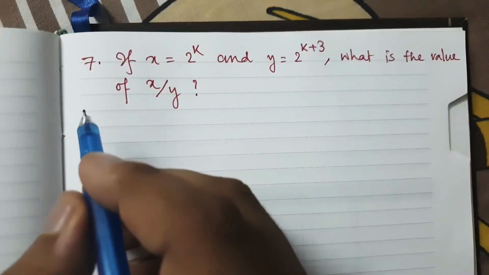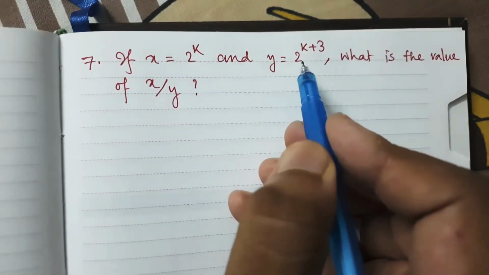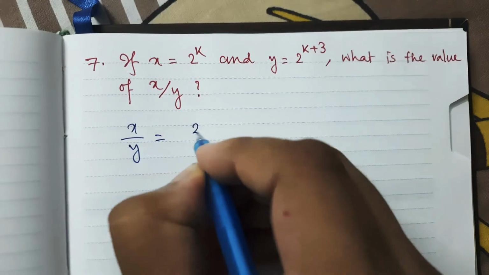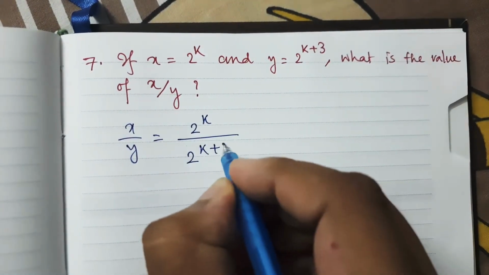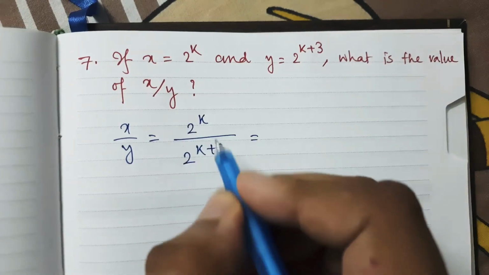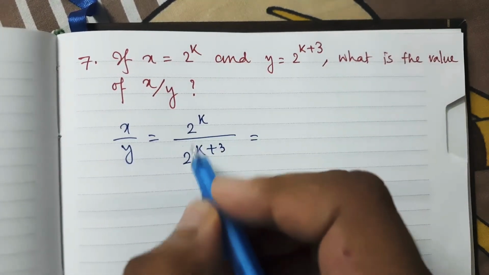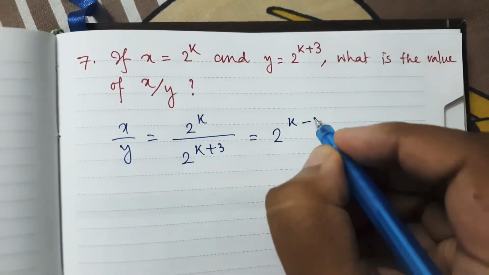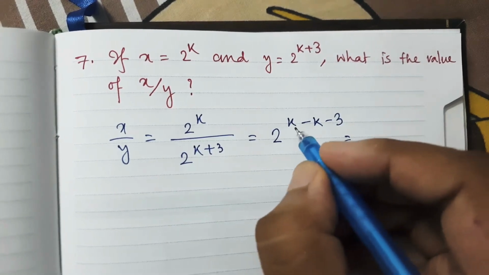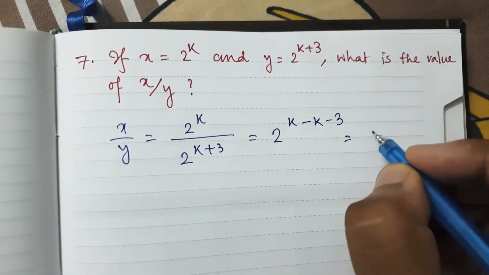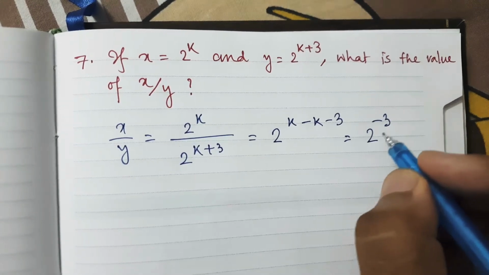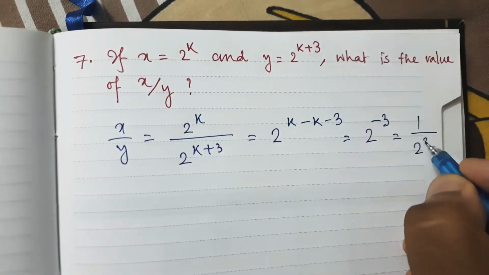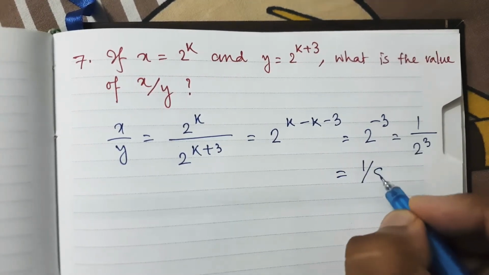See, so this is problem number 7. Now x and y both are given. You need to find x by y. Now x by y is 2 power k divided by 2 power k plus 3. It is very easy. You just need to apply formula number 5 because the bases are the same and the powers are different. So 2 to the power k minus 3. So k will get cancelled and 2 power minus 3 will be there. So it is a negative exponent. So finally, 1 by, just apply the formula of negative exponent, 2 cube. So the final value will be 1 by 8.